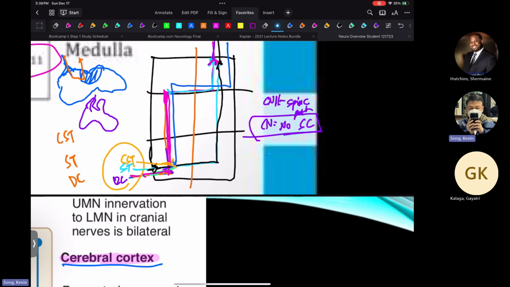So as I told you, with the very rare exception, which is cranial nerve 11, which has a spinal cord pathway, forget about that. All cranial nerves come directly out of the brainstem. So if there is any lesion in the spinal cord, it will not affect the cranial nerve. Very important to understand. Okay, all right.